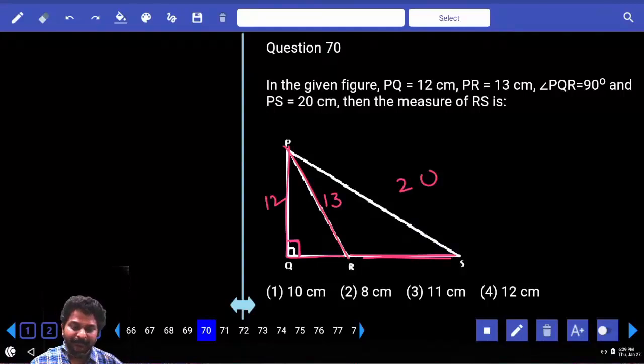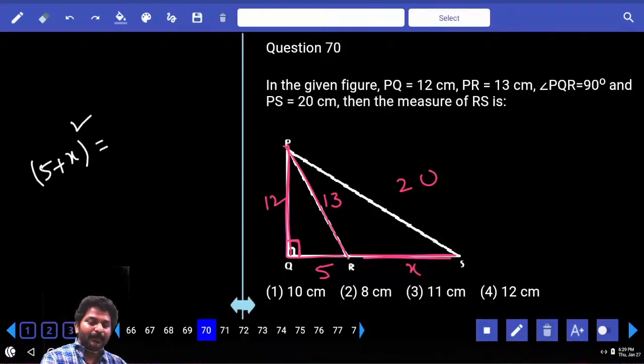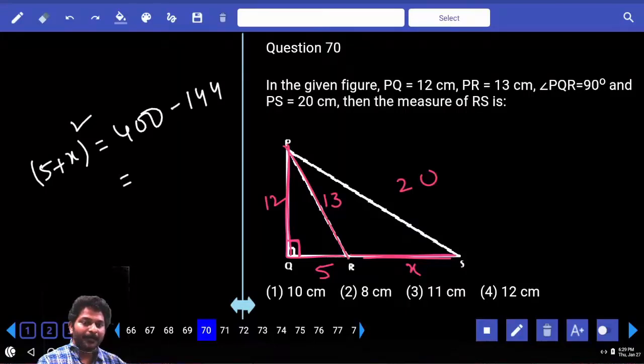QR. 5. Clear? Again, now consider this triangle, the outer triangle PQS. Even here also, base square, that is 5 plus x whole square. I am treating RS as x because that's what we were asked to calculate. That must be equal to hypotenuse square minus opposite side square, that is 144. Come on. 20 square minus 12 square, 256. Correct. Then 5 plus x is equal to 16. 256 under root value. x is equal to 11.